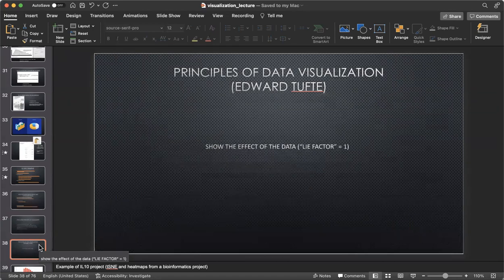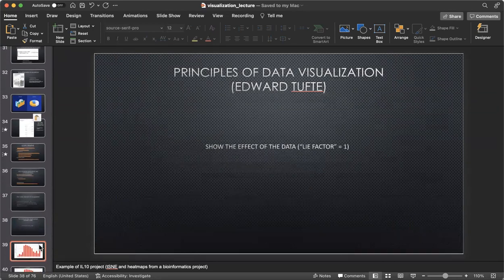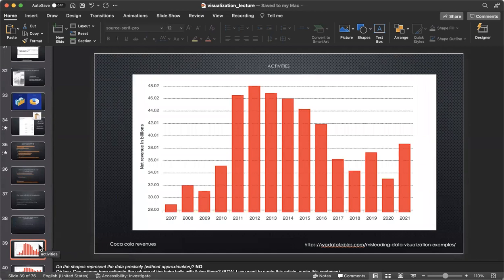So in the next few minutes, I'll take a few minutes to go through some examples. Here is the revenue of Coca-Cola over time in billions of dollars. Can anyone suggest why there is a big increase from 2010 to 2011? So for example, right here.